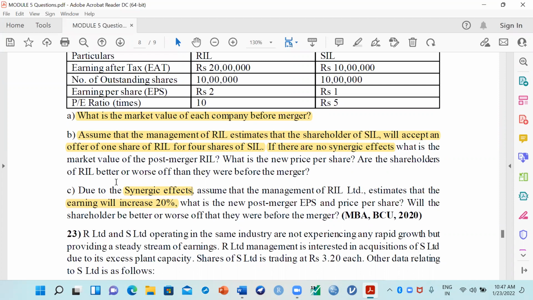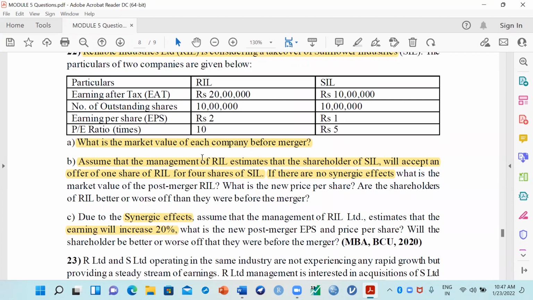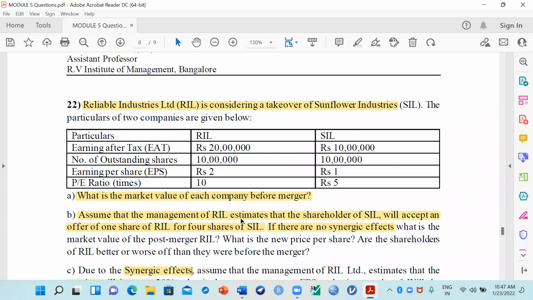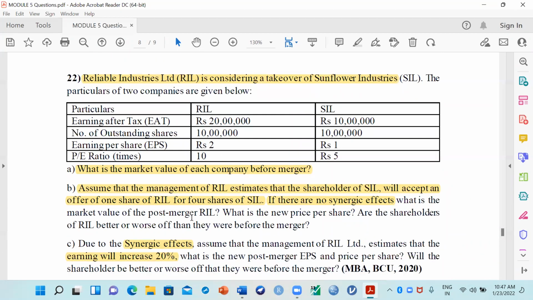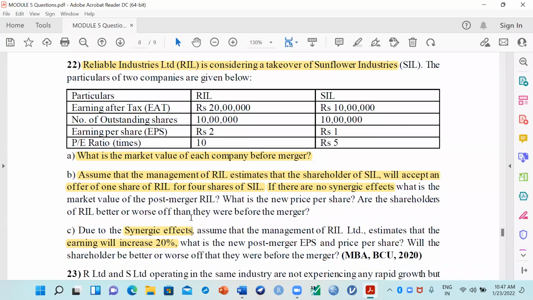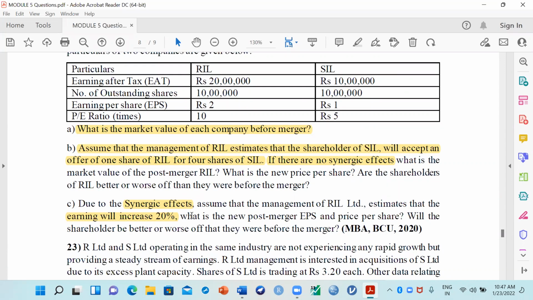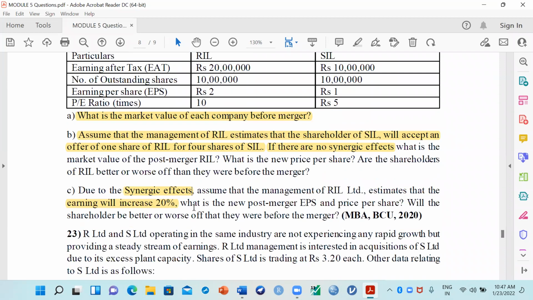If you want to summarize this problem, you have to calculate for RIL, which is our buying company, whether there is any particular gain or not, whether the company will create value or not. If there is no synergy, what is the value? If there is a synergy, what is the value? Then everything will change: EPS, MPS of the company, everything will change over here, right? That is what it's trying to tell you here.